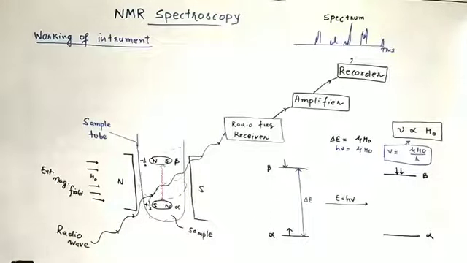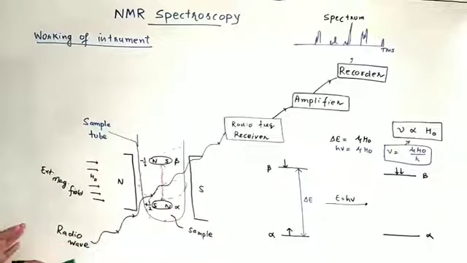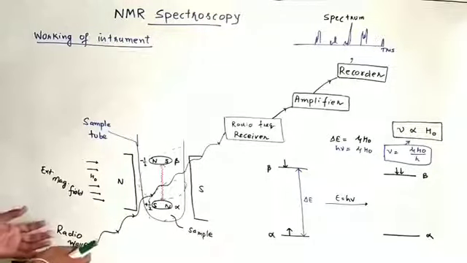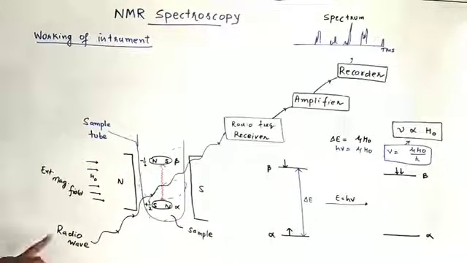Now we are going to change the strength of this magnetic field to bring the various protons into resonance with this radio wave, because some protons come into resonance at lower field strength and some at higher field strength, as we discussed in the overview of NMR. So we will start from lower field strength and continuously increase it, because we can't change the radio wave; its wavelength remains fixed.